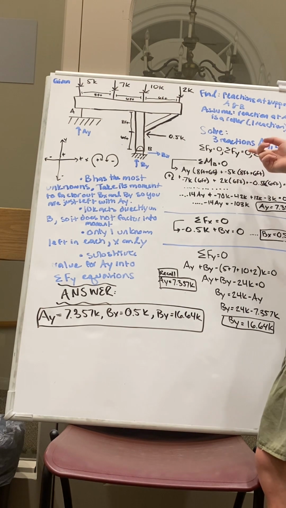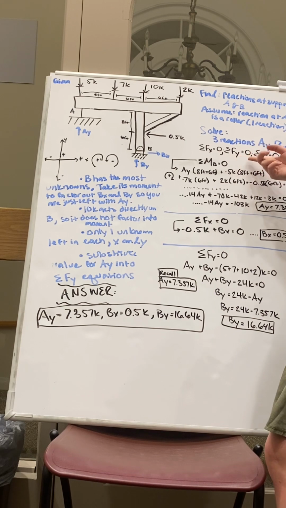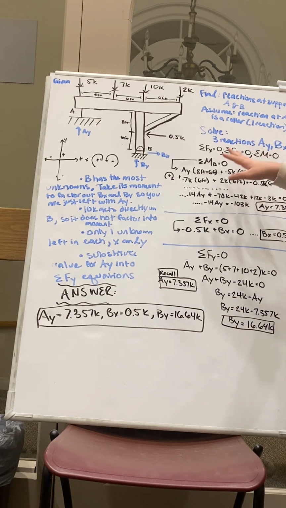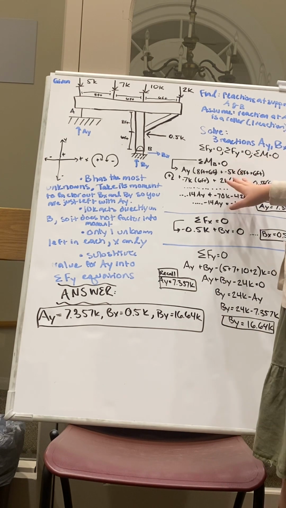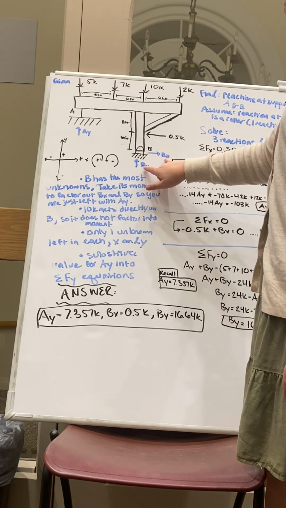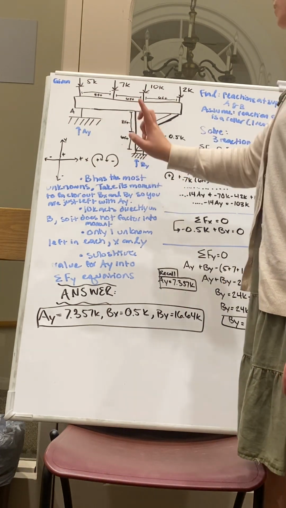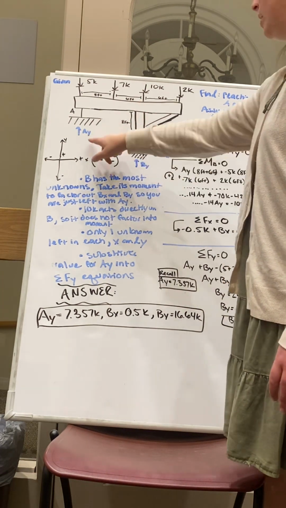Recall that we have our equations of static equilibrium: sum of forces in x equals 0, sum of forces in y equals 0, and the sum of the moments equals 0. But we're going to start with the sum of the moments because at B we have two reaction forces, BY and BX, and AY only has one. So if we take the moment at B, we're going to be able to solve for AY.